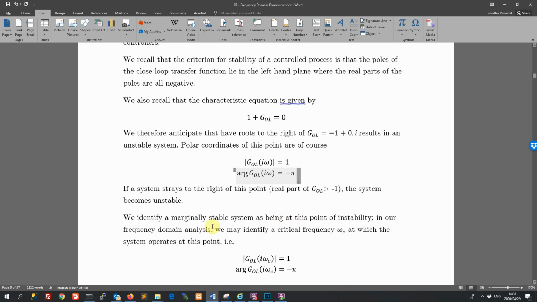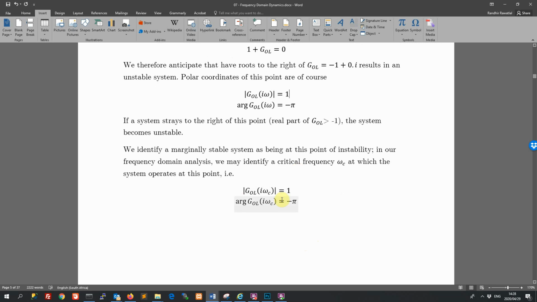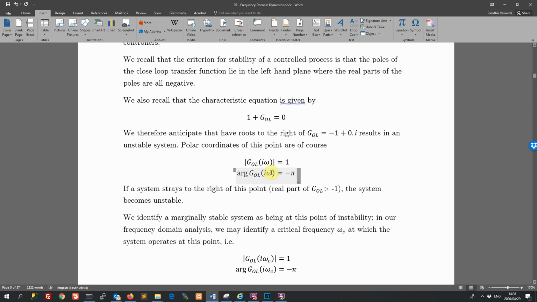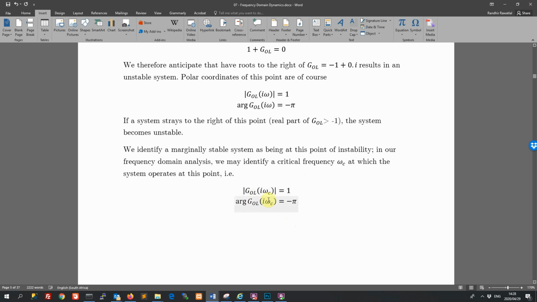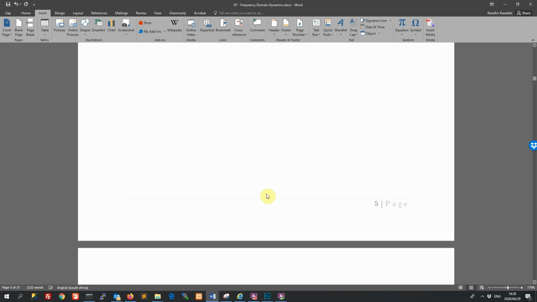Right? And so a marginally stable system may be close to this point of potential instability. So we define that to be the critical frequency. We don't know yet what this omega might be, and we say that there will exist some omega value, some single frequency that is going to get us simultaneously to that magnitude and that angle. And so let's look at how we can reach such a point.